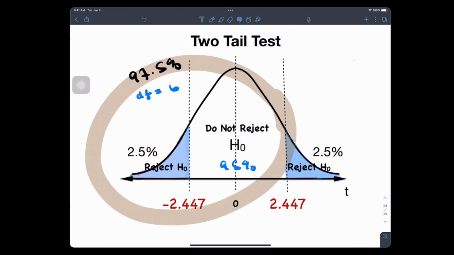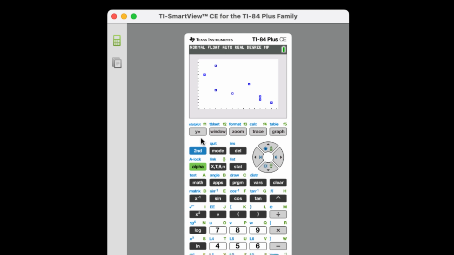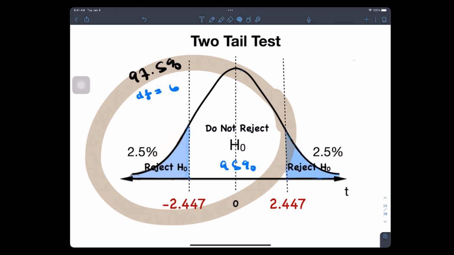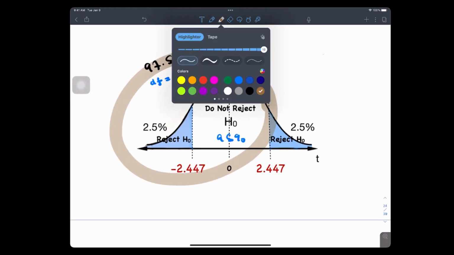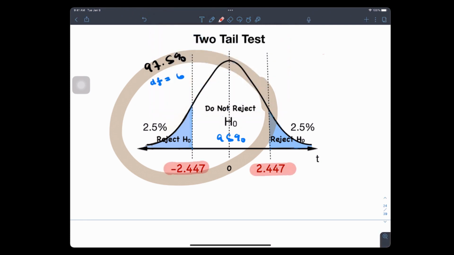Let's use inverse T to see if this is correct. Maybe there's another typo. I got to go work some more. Second distribution, inverse T. I'm going to clear it out. Second distribution, inverse T, 0.975. Now here, what is this? 6. Paste that in. Sure enough, isn't that exactly what I have here in the notes here for you guys? Okay, this is how we got the critical values. We have to use inverse T because this is a T distribution.